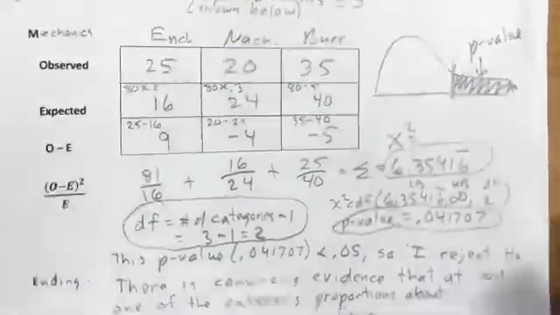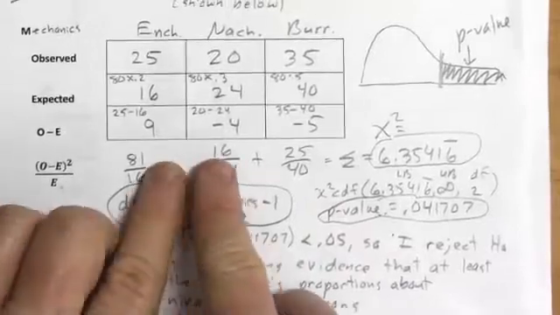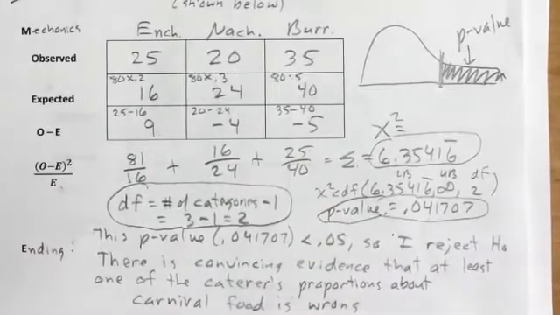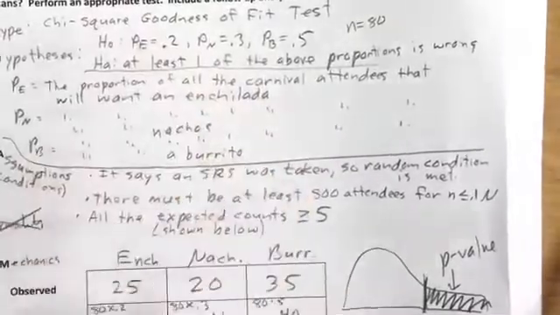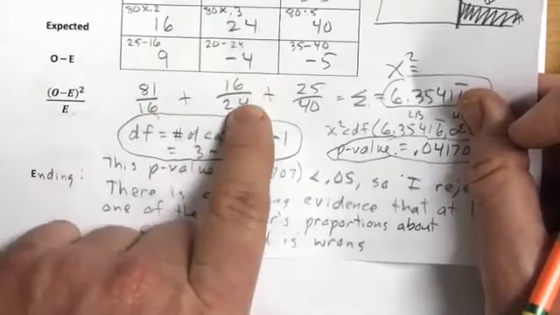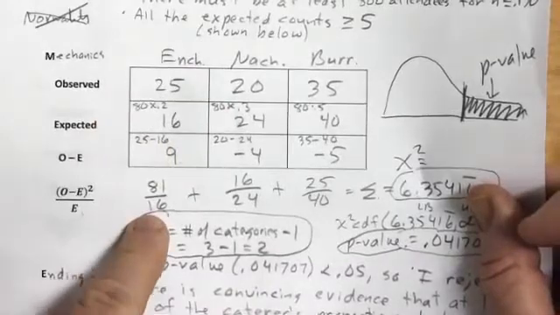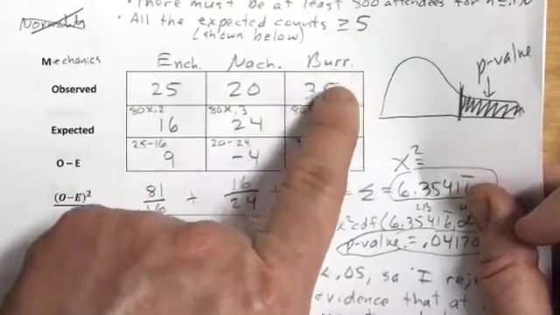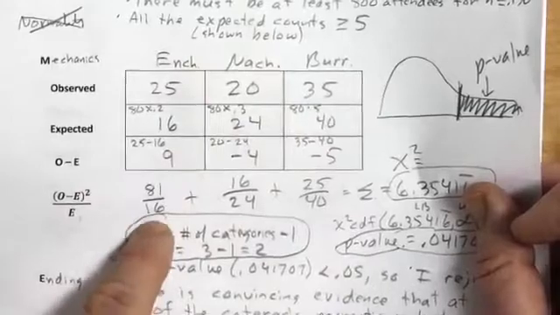Now, the next thing is what is known as a follow-up analysis. A follow-up analysis is just looking to see which category contributes the most to the chi-squared. In other words, which one is most different? We're hypothesizing these proportions, so which ones are the most different relatively? That's what these numbers tell you: 81 over 16, 16 over 24, and 25 over 40. You'll notice it's the enchiladas that are the big difference. In our sample, values are not that different from our expected values for nachos and burritos, but for enchiladas, they're way different.